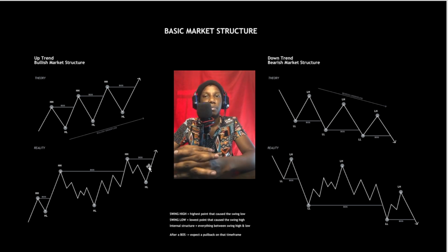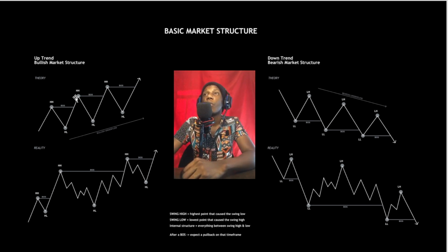A swing high is actually the point that causes the swing low. Whenever we see a swing high, then we know we have to see a swing low. Whenever we see a swing low, we expect a swing high. That is basically what we are looking for.